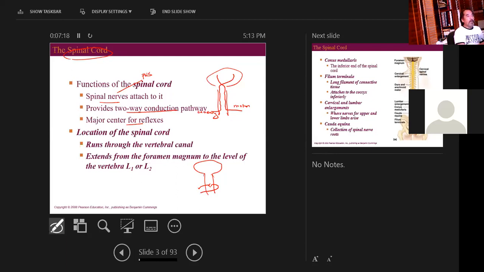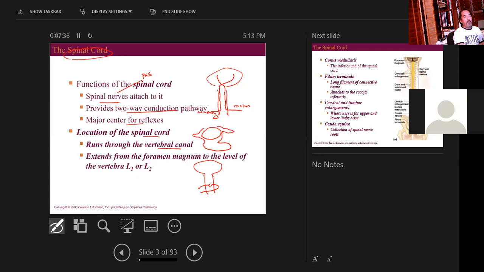Now, let's take a look at the location of the spinal cord. Okay, so the spinal cord runs through what we call the vertebral canal. Remember, the vertebral canal is actually the whole of your vertebrae.